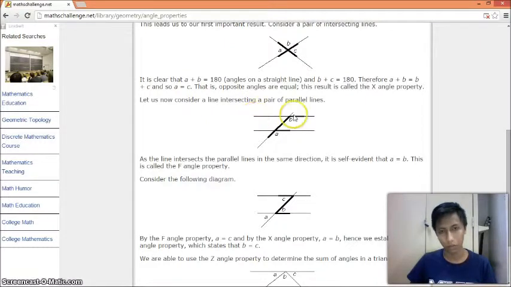For two lines parallel to each other and a transversal line intersecting them, they will form a few angles. Two of them will be A and B. Angles A and B will be the same amount. Let's say angle B is 120, therefore angle A will also be 120 because it follows the F angle property.